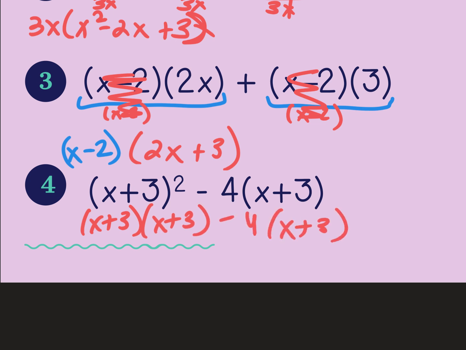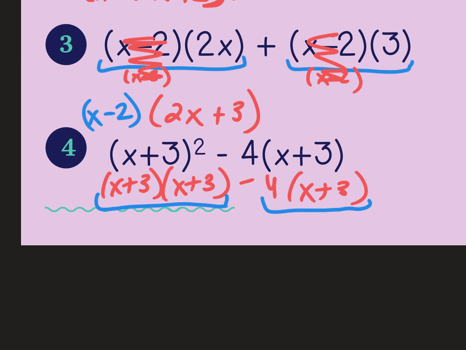Now again, there's 2 terms here. There's a term here, and there's a term here. Again, terms are separated by plus and minus signs. So what do these 2 terms have in common? They both have an x plus 3. So I'm going to take out the x plus 3. I'm going to go ahead and write it under here so I divide.